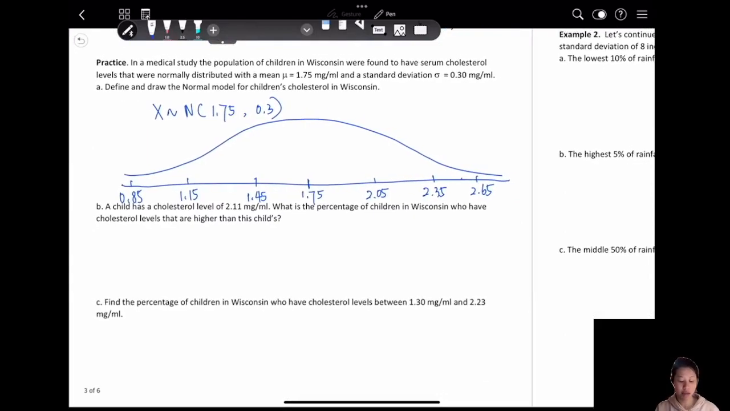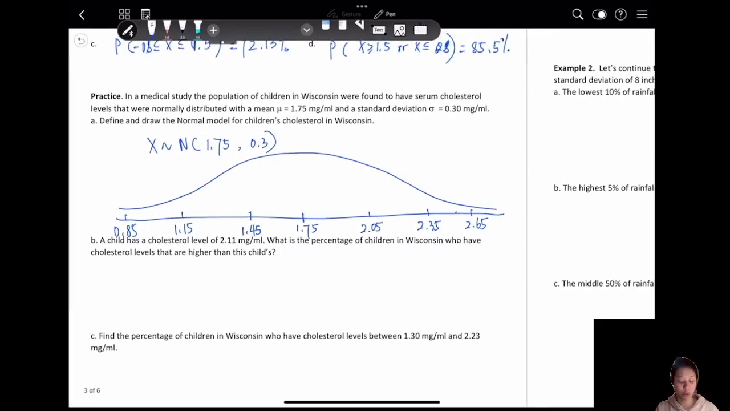Okay, and then B: a child has a cholesterol level of 2.11 milligrams per milliliter. What's the percentage of children in Wisconsin who have a cholesterol level higher than that child? So we're trying to find the probability of children who have a cholesterol level greater than 2.11.